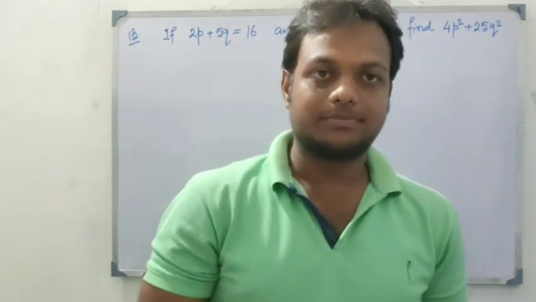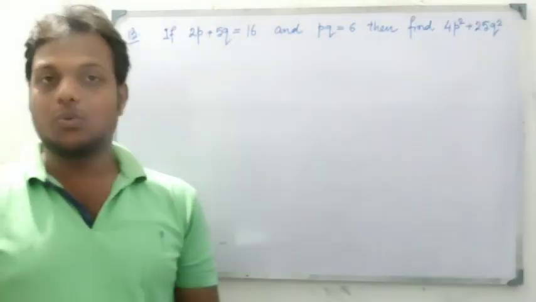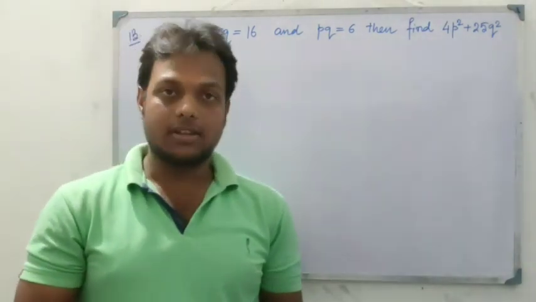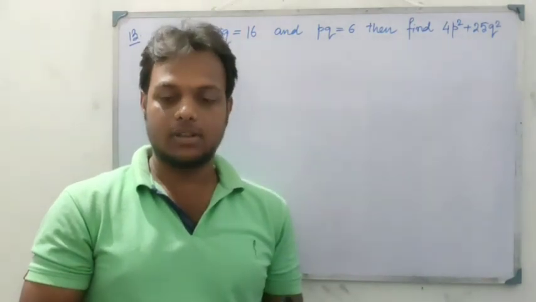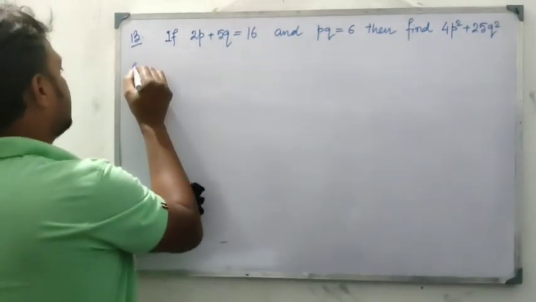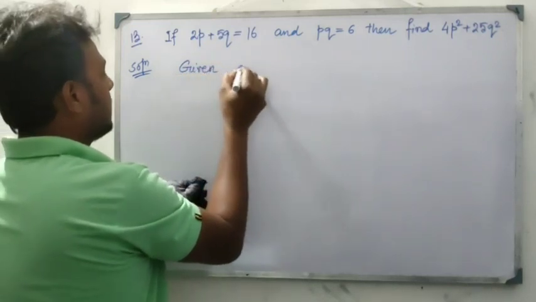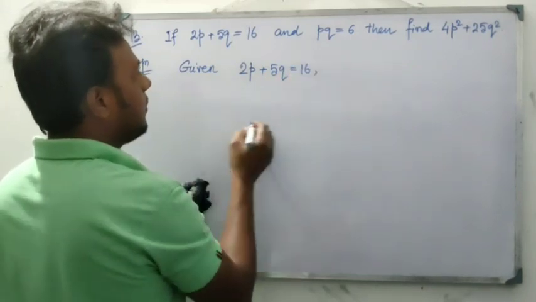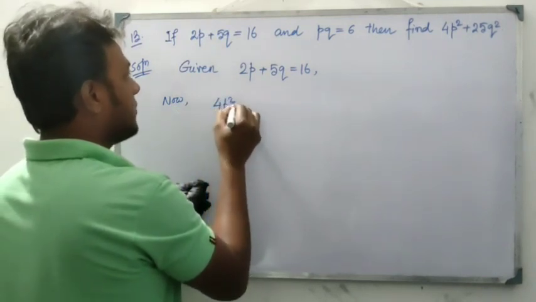In the 30 number problem, it is given that if 2p plus 5q equals 16 and pq equals 6, then find 4p square plus 25q square. Okay, so we can easily solve this problem. Given here, 2p plus 5q equals 16, and we have to find now 4p square plus 25q square.